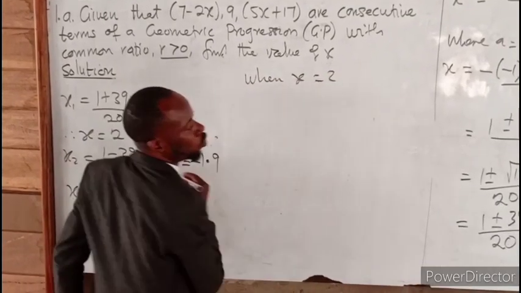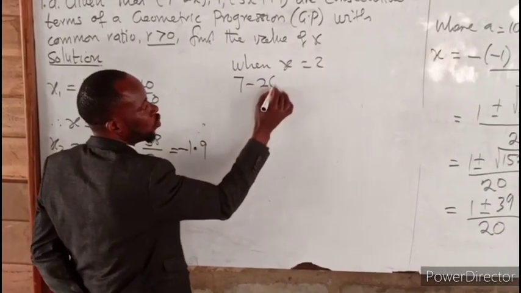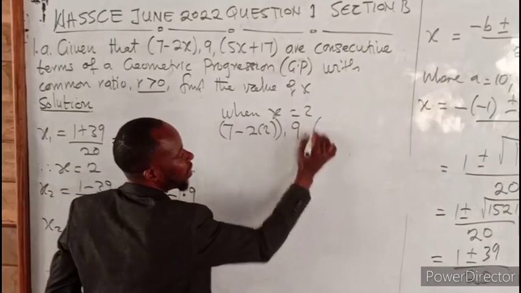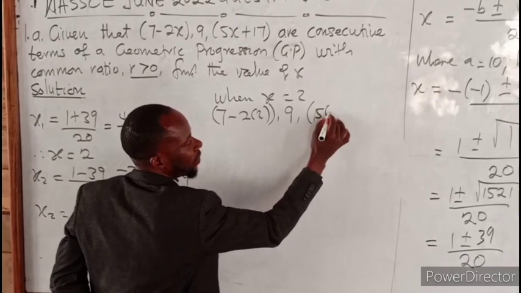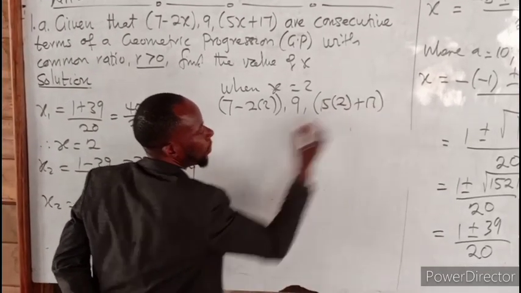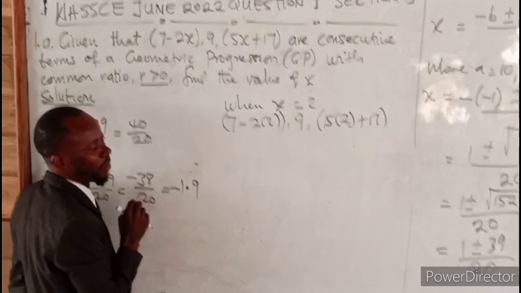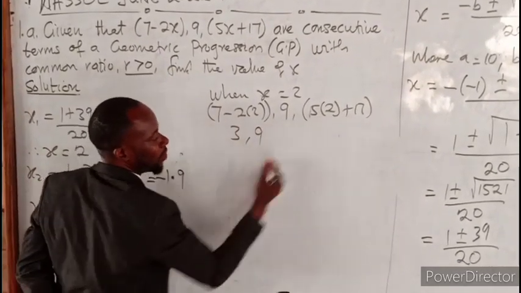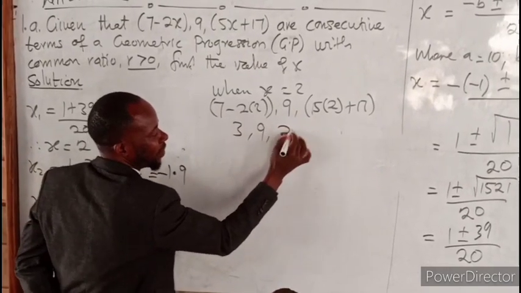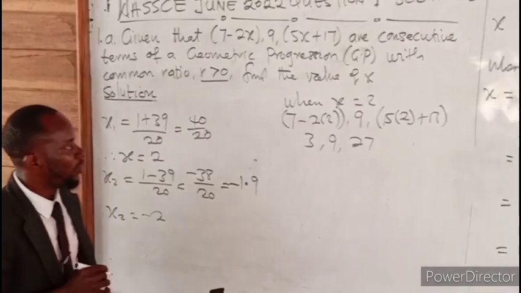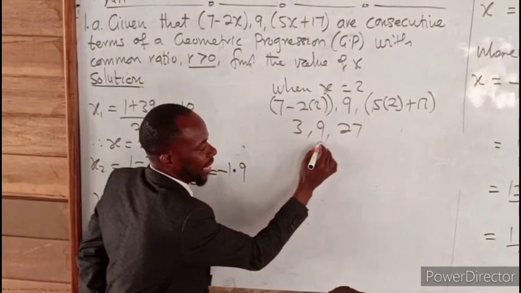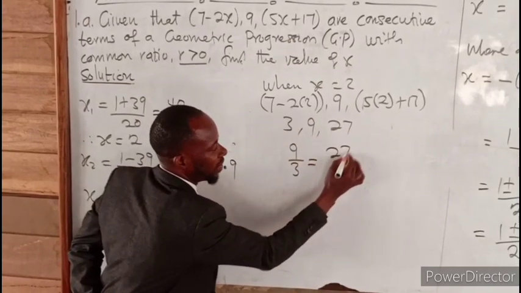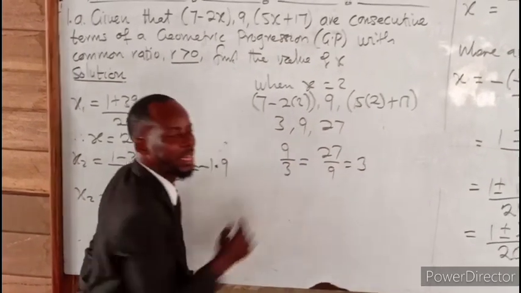When x equals 2, I'll be having 7 minus 2 in this form, your 9, 5 times x, which is 2, plus 17. I believe this is 4. From this, 3, 9, 10 plus that, I think that will give us 27. So can we try our common ratio? Second term, 9, over first term, 3. So I get the same answer as 27 over 9. I think that will be 3.